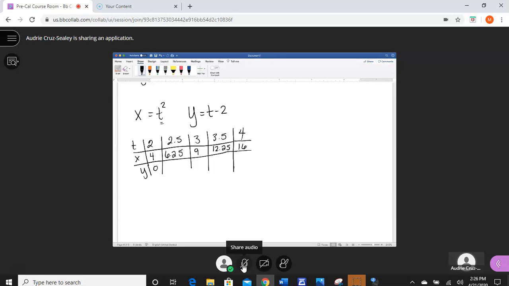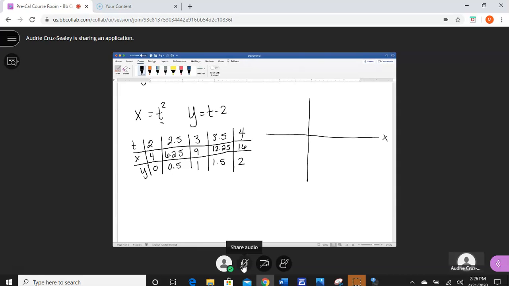So I would get 0, 0.5, 1, 1.5, and 2. Is everybody okay with how I came up with my table? Yes. Any questions? Okay. Then I'm going to plot the points.